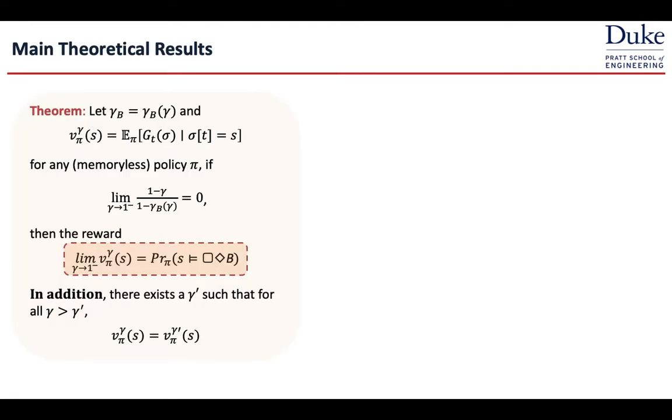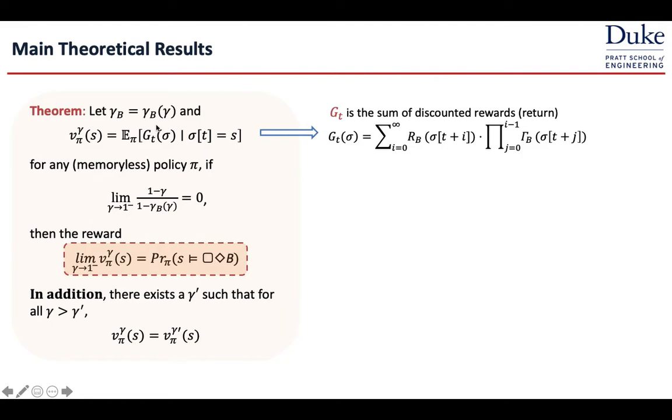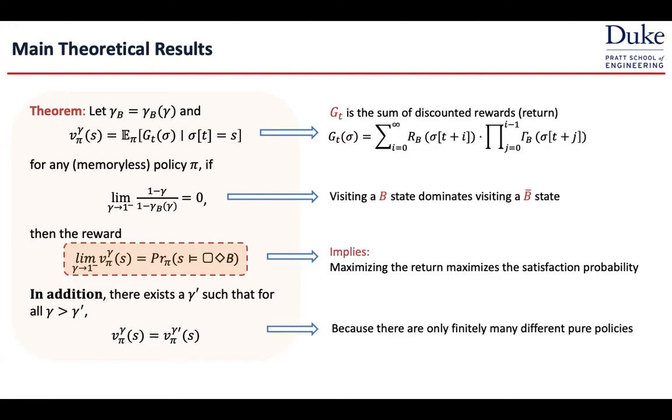Okay, so here's our theorem. For simplicity, let gamma be a function of gamma. This is the value of a state, which is the expected return we can obtain from that state. So if you use the reward and discounting function we have described, and if gamma b dominates gamma, then we can say as gamma goes to 1, the values approach the satisfaction probabilities. And since there are only finitely many policies, there always exists a sufficiently large gamma that gives us the best policy.